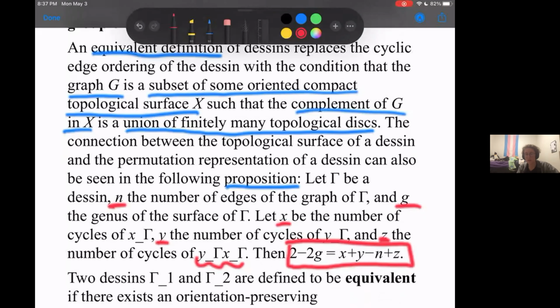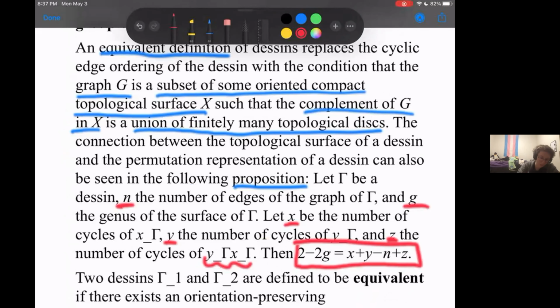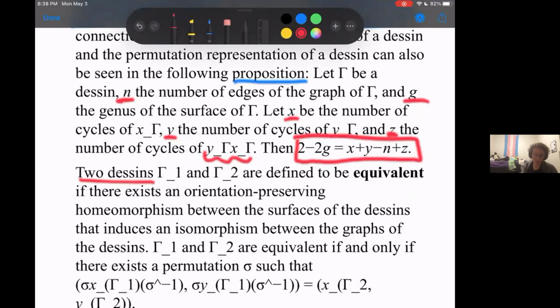Next, since there are a lot of different ways we could draw Dessins, there's a lot of times that you could draw two Dessins on a surface, but they wind up being so similar to each other that you could easily deform one into the other. So we want a way to say whether or not two Dessins will be considered equivalent. So the definition is that two Dessins are equivalent if there exists an orientation-preserving homeomorphism between the surfaces of the Dessins that induces an isomorphism between the graphs of the Dessins.